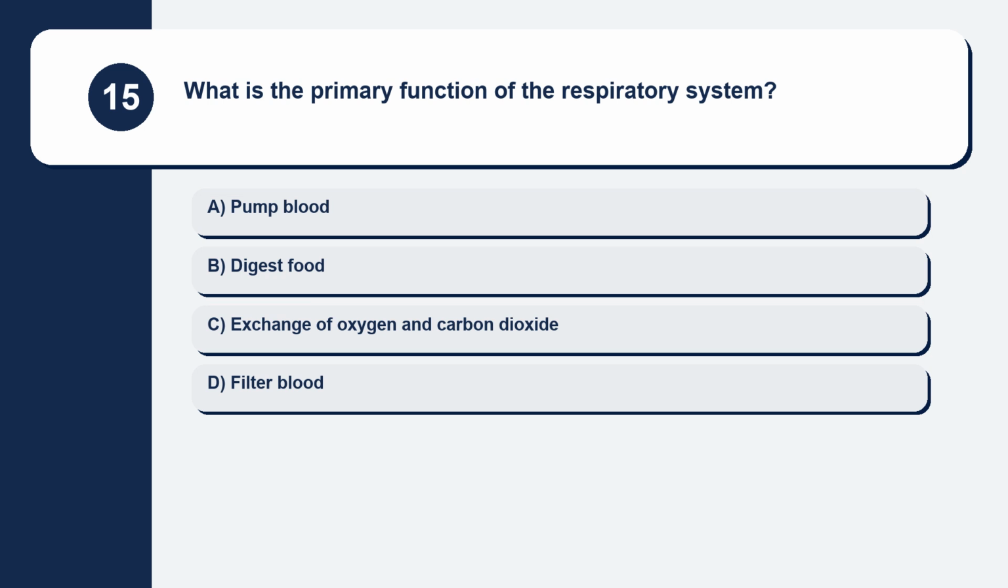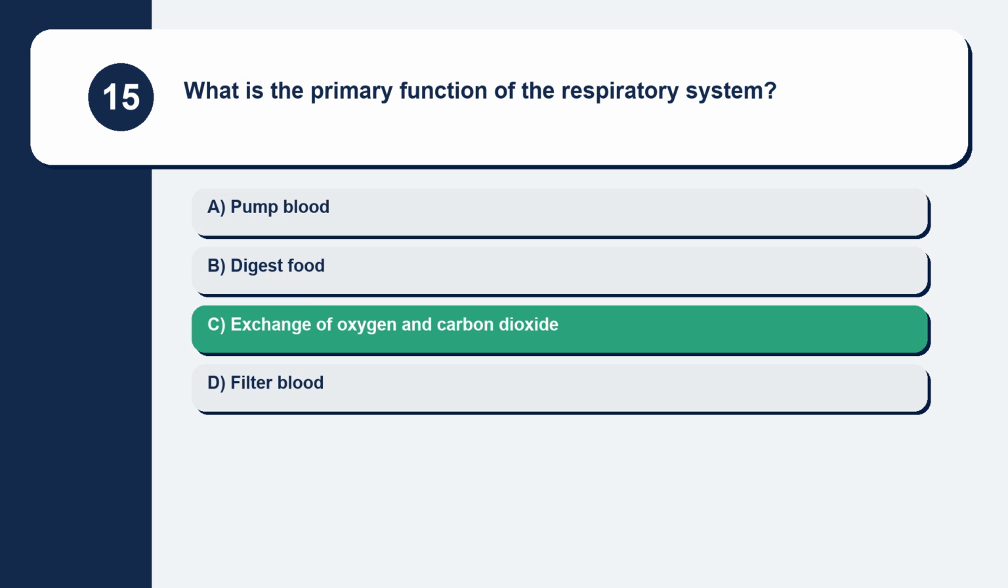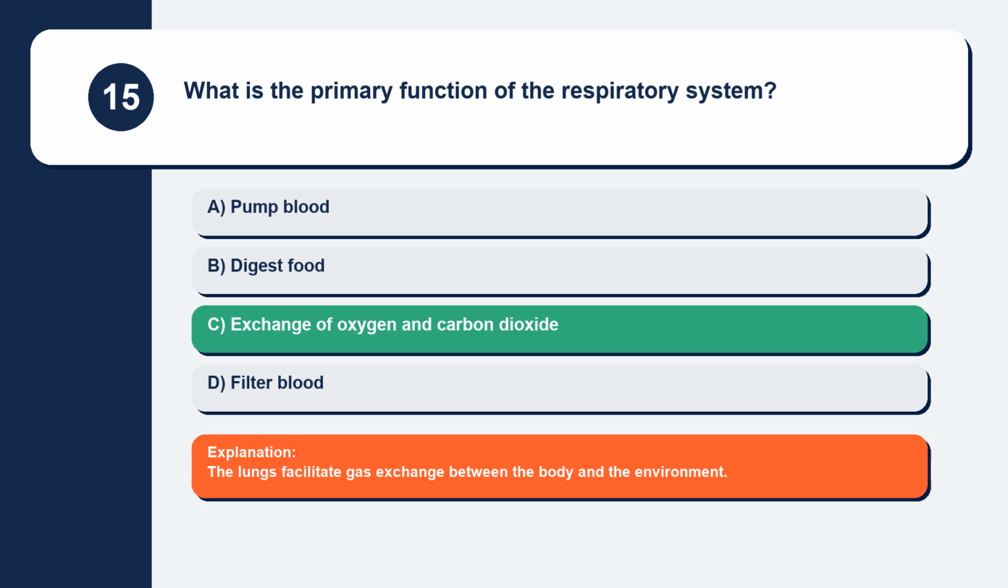Question 15. What is the primary function of the respiratory system? Pump blood. Digest food. Exchange of oxygen and carbon dioxide. Filter blood. The lungs facilitate gas exchange between the body and the environment.